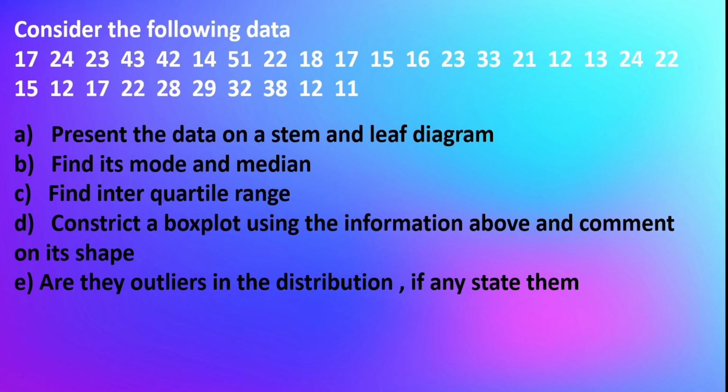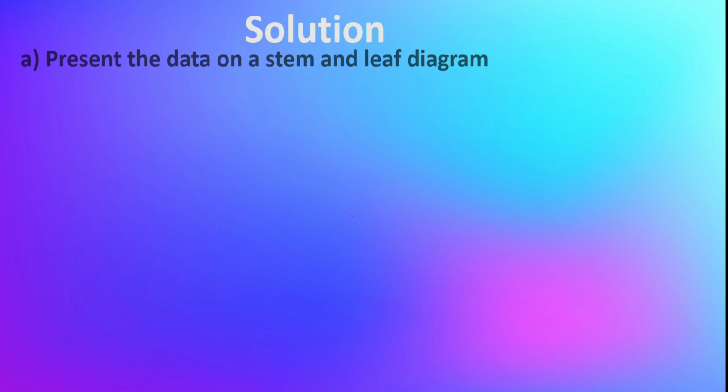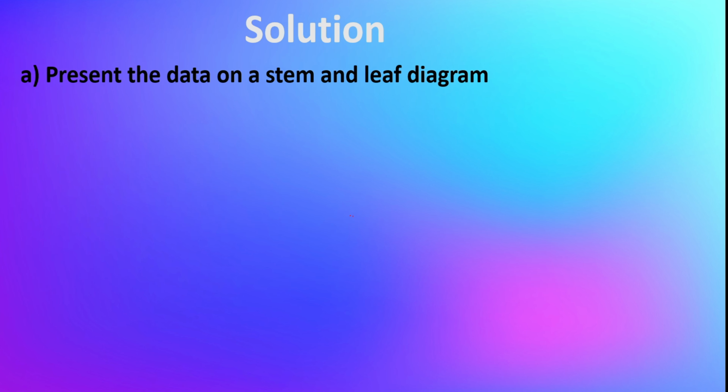Construct a box plot using the information above and comment on its shape. Are there outliers in the distribution? If any, state them. So without further ado, let us dive into the solution. The solution for question A, which says present the data on a stem and leaf diagram.